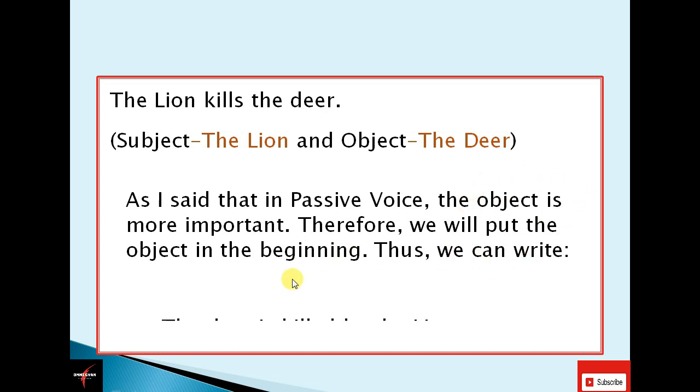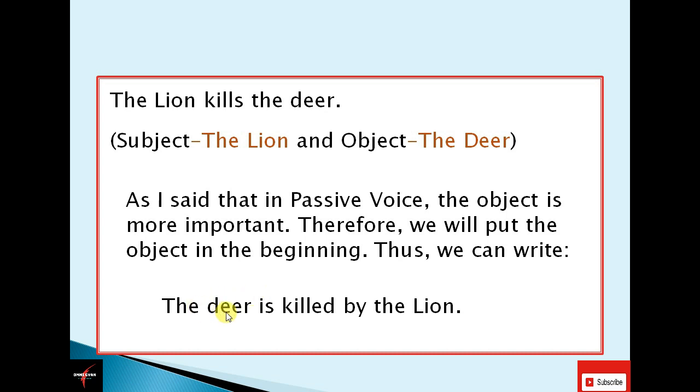Just check this example below. The deer is killed by the lion. Look at the sentence here. The lion kills the deer. So if the deer is the object, so the deer, you see, we have put in the beginning. Okay, the deer here was at the end.